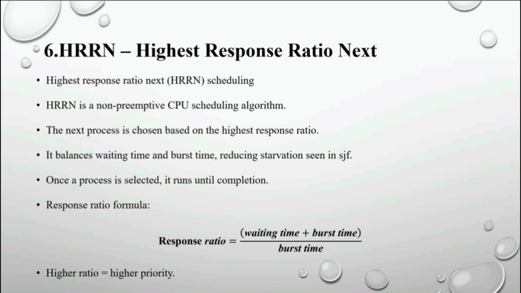Highest response ratio next is a non-preemptive CPU scheduling algorithm. The next process is chosen based on the highest response ratio. Response ratio increases with waiting time, so a process with long waiting time gets priority. This avoids starvation and balances performance. The response ratio formula is waiting time plus burst time, divided by burst time.